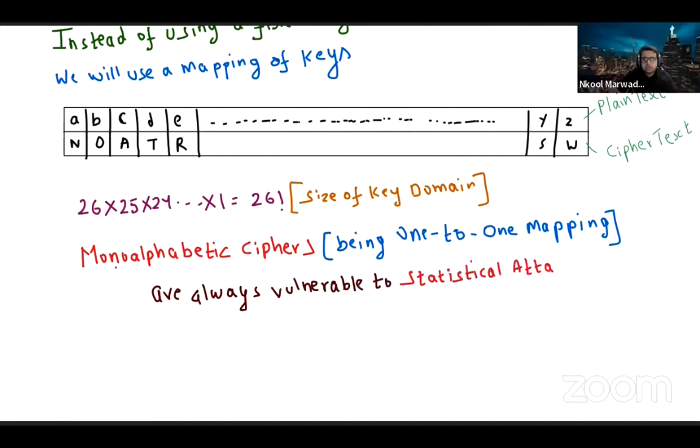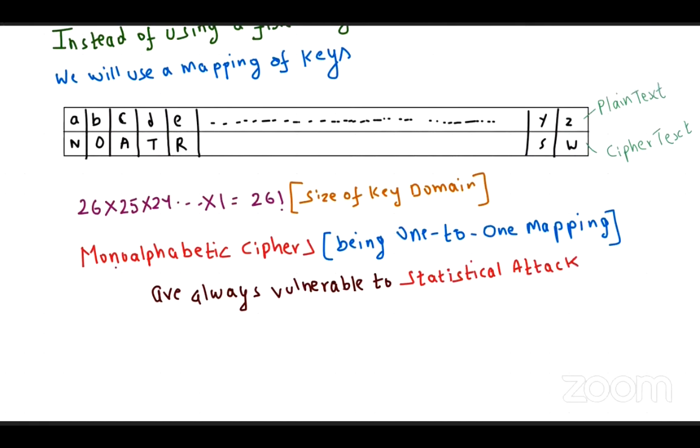So finally, we completed monoalphabetic ciphers in this lecture. Now we have to look at polyalphabetic ciphers and some interesting examples of that. And later on, we can look at some more advanced concepts.